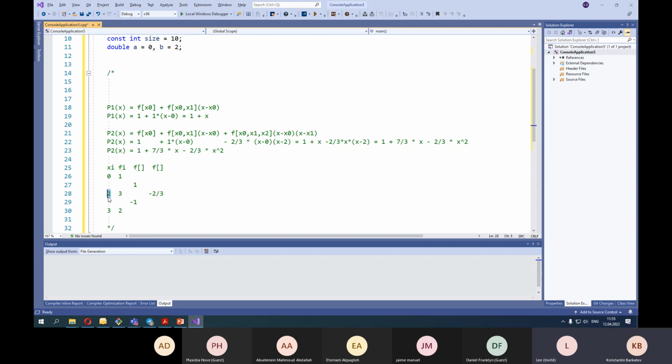Let's substitute 2. X equals 2. What do we have for x equals 2? We have 1 plus 7 over 3 times 2 equals 14 over 3, minus 2 over 3 times 4. 2 over 3 times 4 equals 8 over 3.